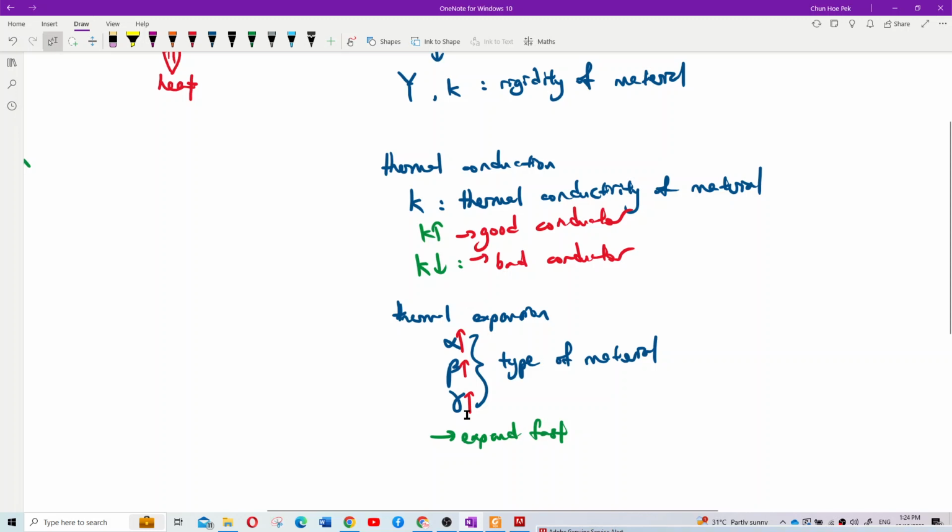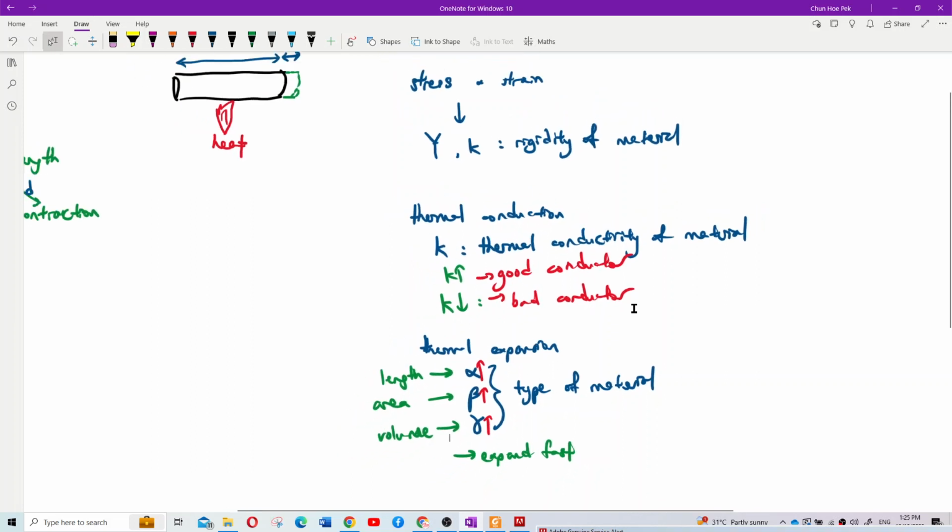Understand? So why do we have alpha, beta, gamma? Because for length we use alpha. For area expansion we use beta. For volume expansion we use gamma. Understand? Alpha, beta, gamma: length, area, volume.